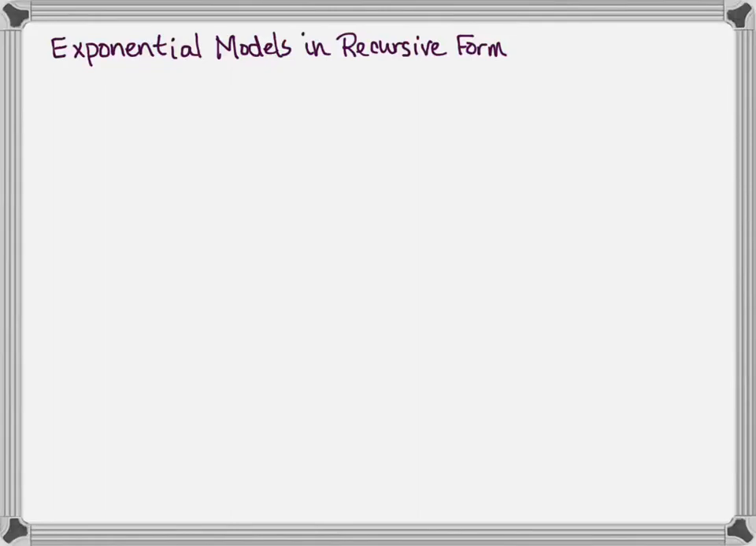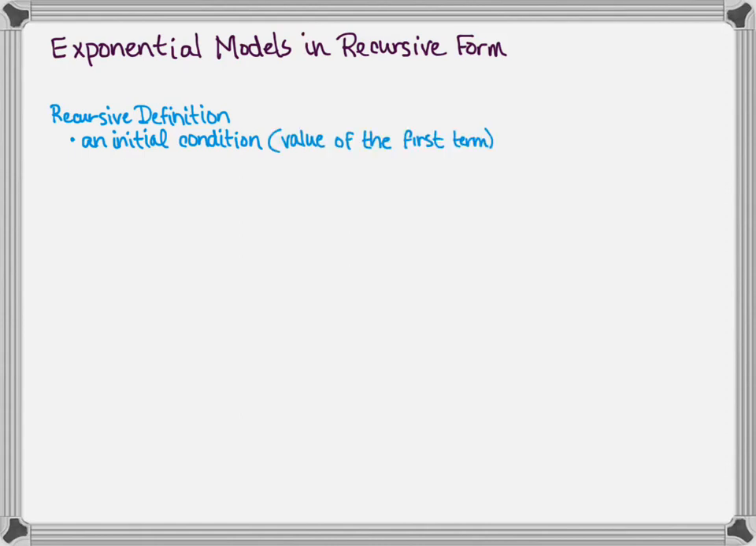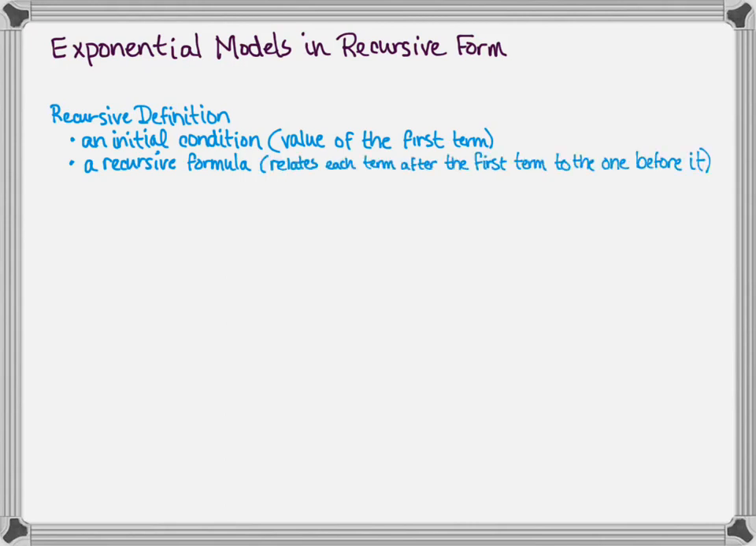Exponential models in recursive form. A recursive definition has two parts. First, it has an initial condition, which is the value of the first term. Second, it has a recursive formula, which relates each term after the first term to the one before it.